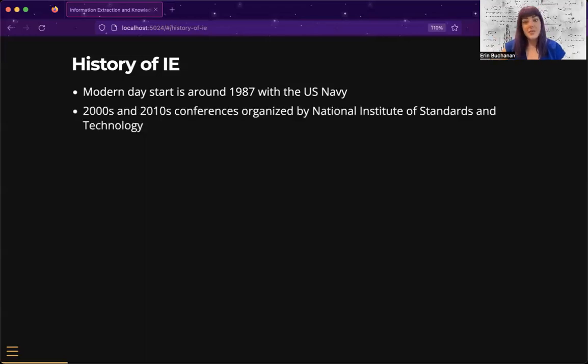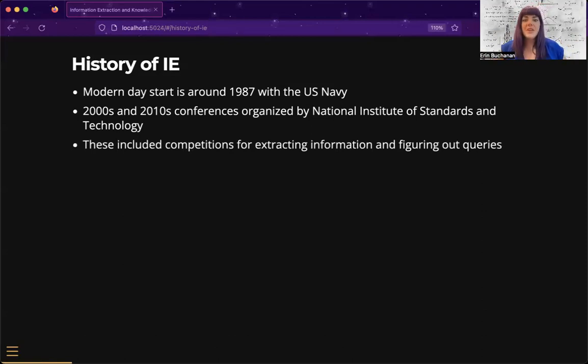In the 2000s and 2010s, there were conferences organized by the National Institute of Standards and Technology to try to come up with ways to extract information and to process that information. These included competitions for figuring out querying. Things always go faster when there's competitions. Netflix is very famous for saying, if you can write a machine learning algorithm that would better predict what score people are going to give on a movie we've recommended them, we'll buy it from you. That was very successful for several years. They've changed it a lot now, but competitions can really help push a lot of these technologies forward.